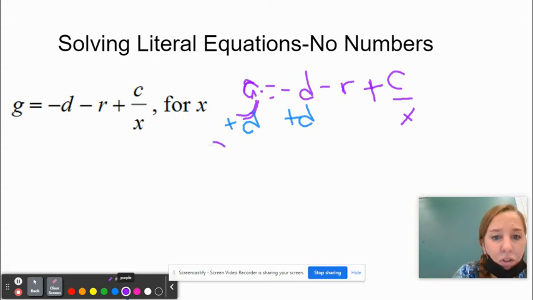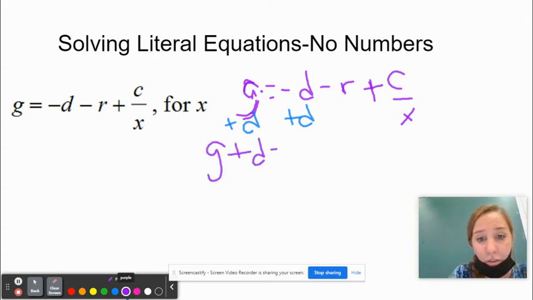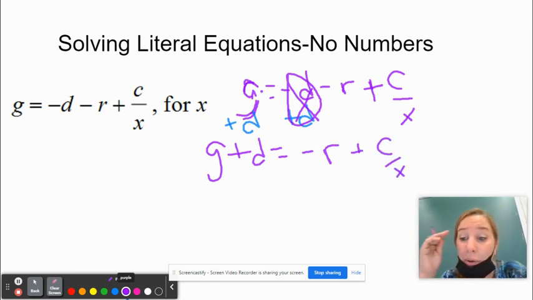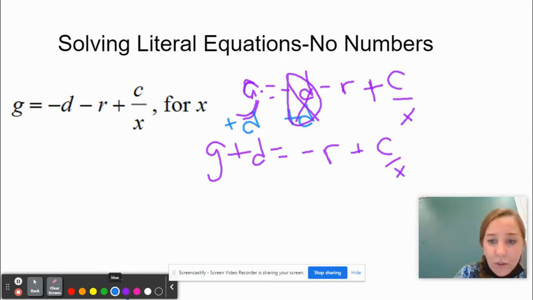And we would be left with g plus d on the left. A negative d plus d, they disappear. They turn into 0. Now we have to deal with this r. Some of us could have done this both in one step. If not, that's fine. We are going to add the r to both sides. That's a very ugly r.